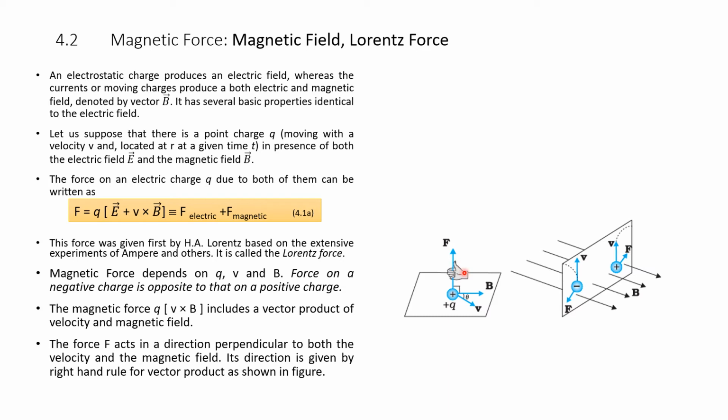Here this is the right hand rule, and F is pointing towards the thumb, that is the upper side, and B and V are shown on the curved portion. This is called the right hand rule.